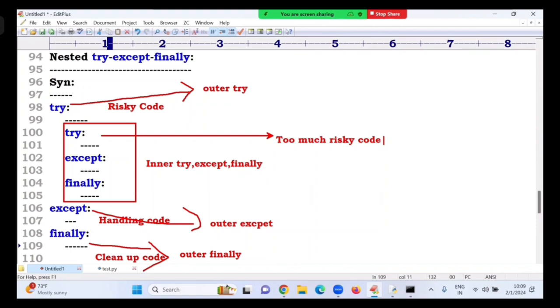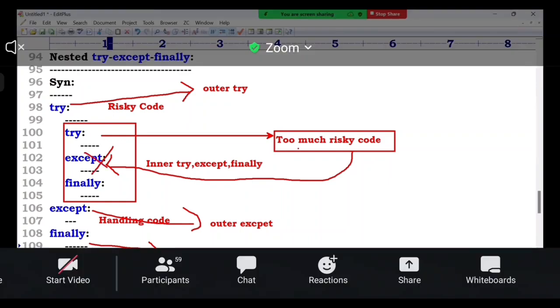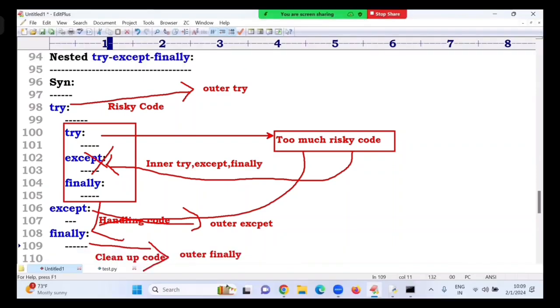Same here also. Risky code, too much risky code is there. If it is the normal risky code, we have to write it in the outer try block. If the inner except block is not able to handle it, no problem, the outer except block will take care. So whatever code is written in the inner try block, the inner except block is responsible to handle it. If the inner except block is not able to handle it, then the outer except block will take care. That is nested try except finally blocks.